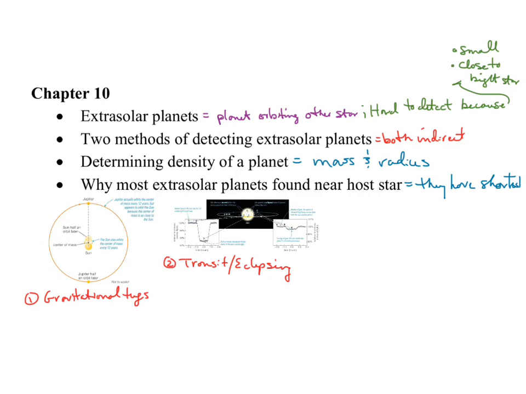The last one here: why are most of the extrasolar planets that we find near their host star? The reason for that, as I understand it, is that Mercury doesn't take too long to go around the sun, and neither does Earth. But if you get out to Neptune and Uranus, it takes a long time for them to complete one orbit about the sun. Well, that's the thing we run into with extrasolar planets. So it's much easier to wait and look at an orbit of an inner planet than an outer planet, basically because of the time difference.